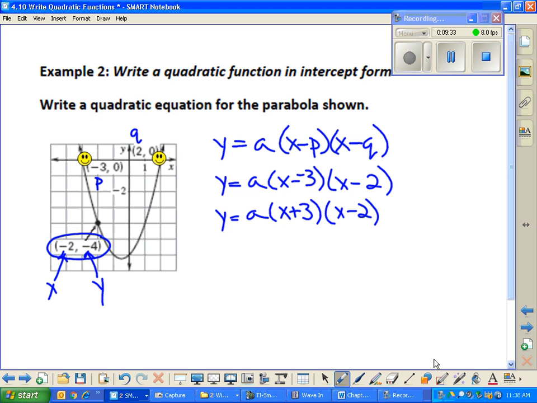It doesn't. And if you think about it, multiplication is commutative, so the order in which I put these parentheses, even back to factoring, doesn't really matter. Good question.